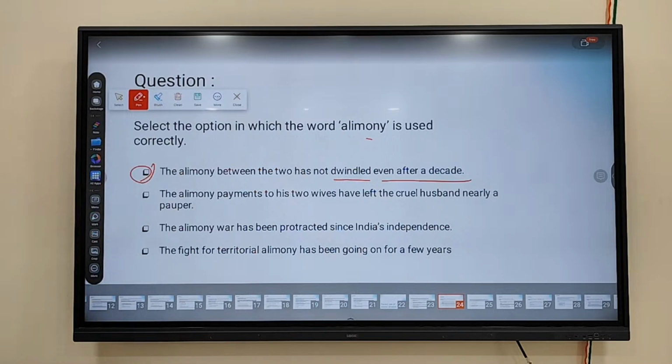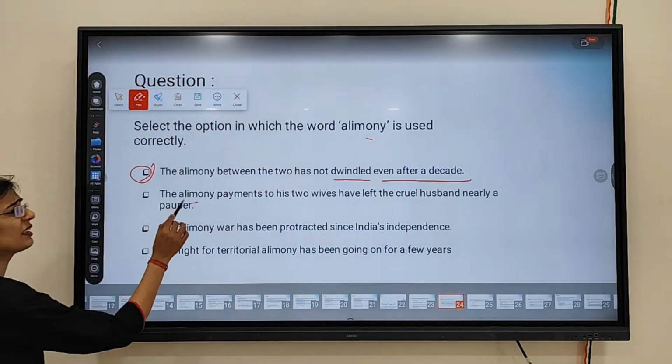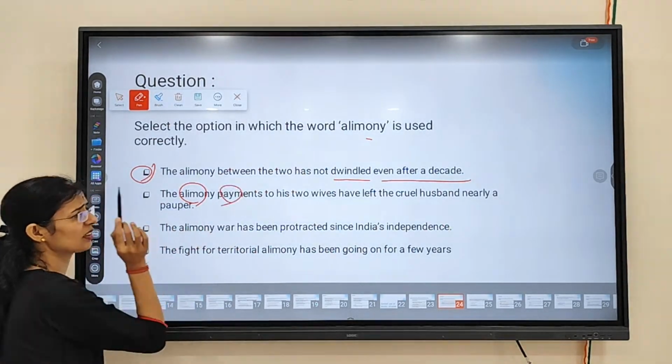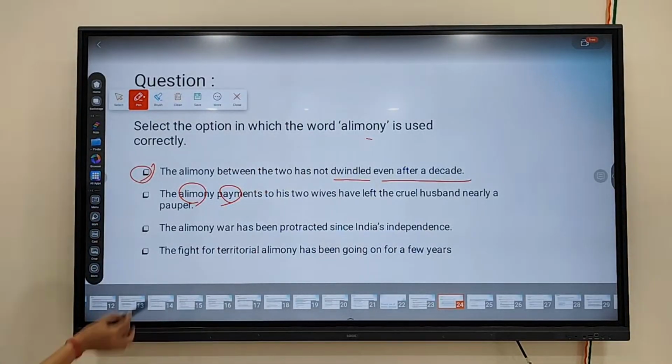The alimony payments to his two wives have left the cruel husband nearly a pauper. Alimony itself is payment. So payment and payment together, we think that is repetition. The meaning and the word are repeated.